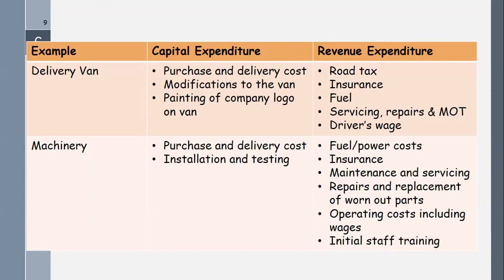For machinery, the capital expenditure is the purchase and delivery cost, as always, and installation and testing of the machine. Whereas the revenue expenditure, you've got the fuel, power costs, the insurance, the maintenance and servicing, repairs and replacement of worn out parts, operating costs including wages, and the initial staff training.